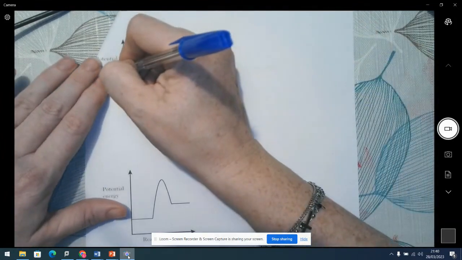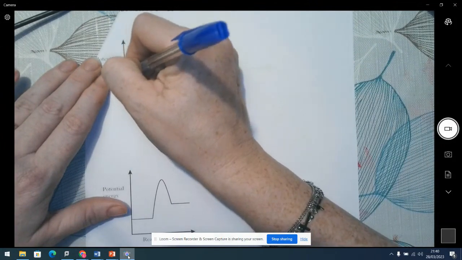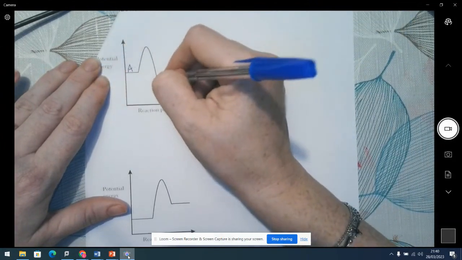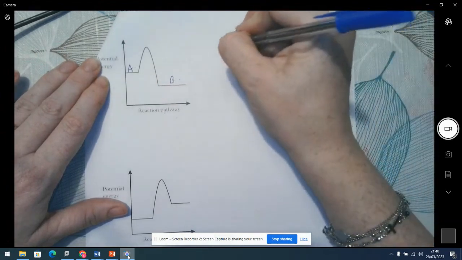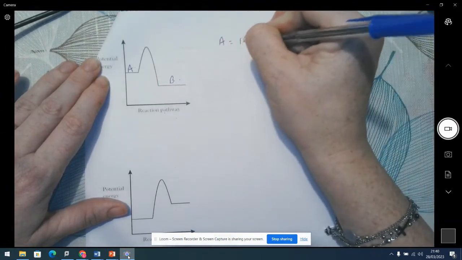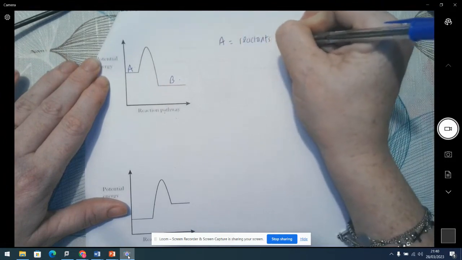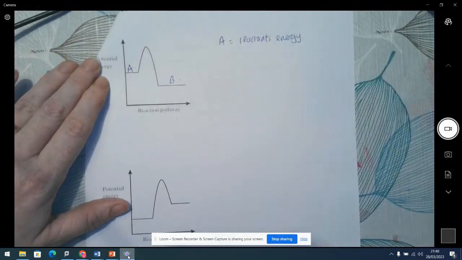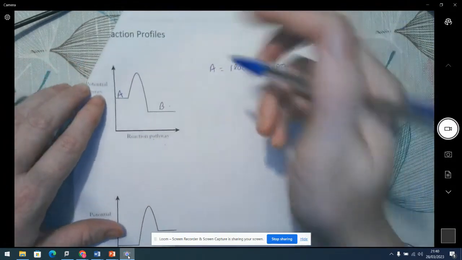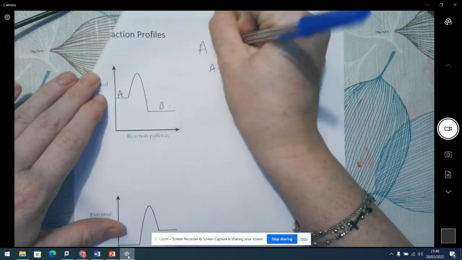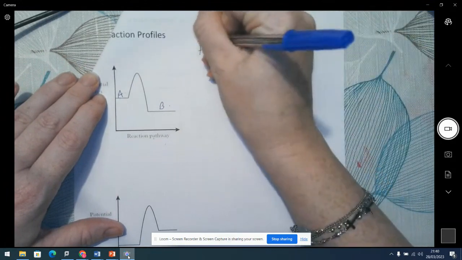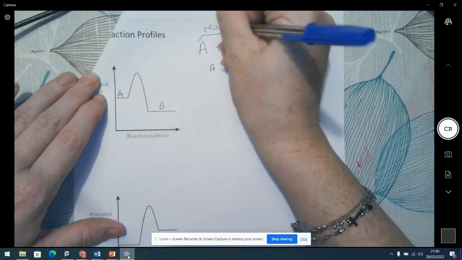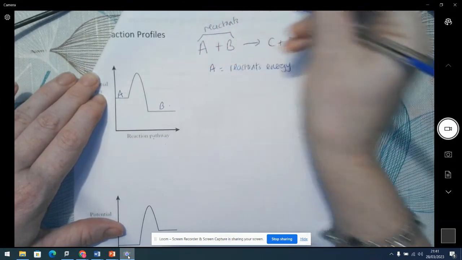Okay, so here is what we're going to label A and B. A would be my reactant energy, so the energy that the reactants have. If you remember from the fundamentals video, A plus B gives me C plus D. This here is my reactants, so they're going to react together.